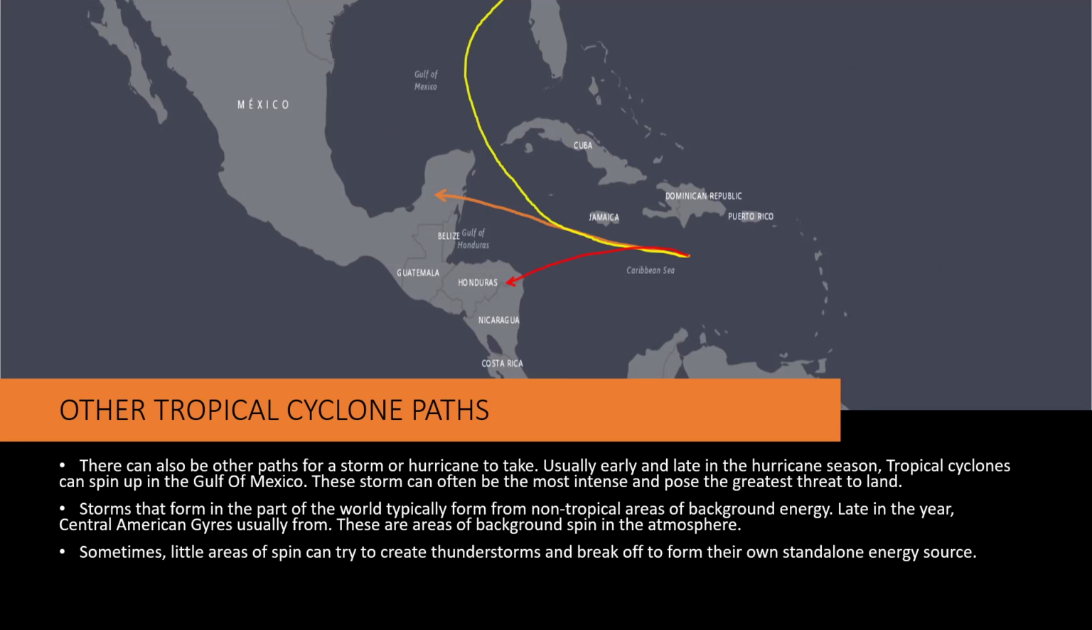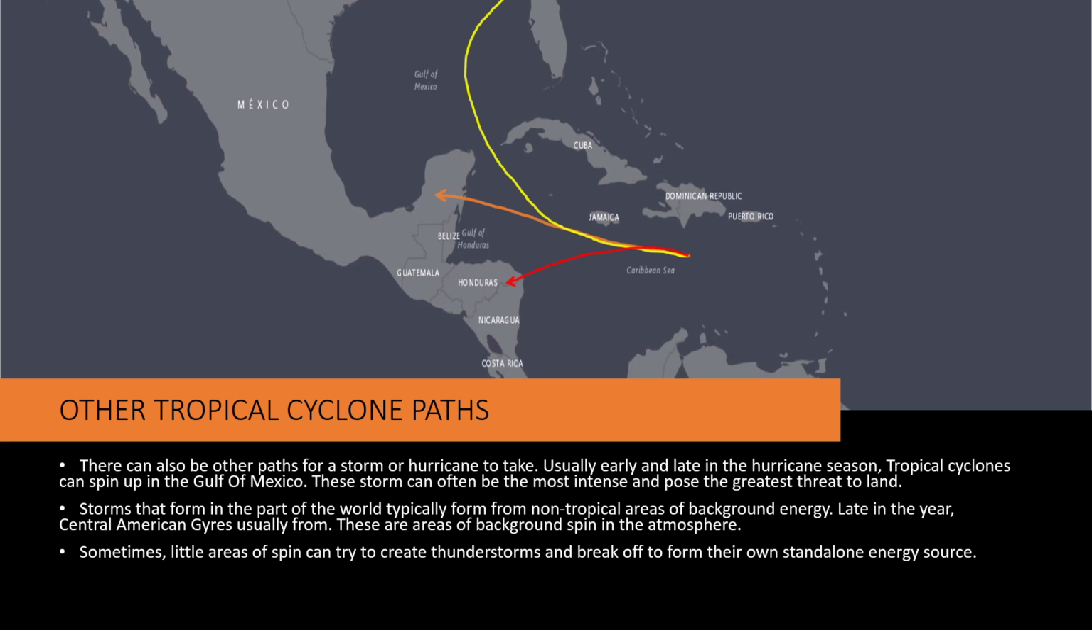However, that's not the only area where tropical cyclones can form. Sometimes you'll end up getting storms that form in the Caribbean or the Gulf of Mexico. Usually what happens is, earlier or later in the hurricane season, tropical cyclones can spin up in the Gulf of Mexico or the Caribbean.